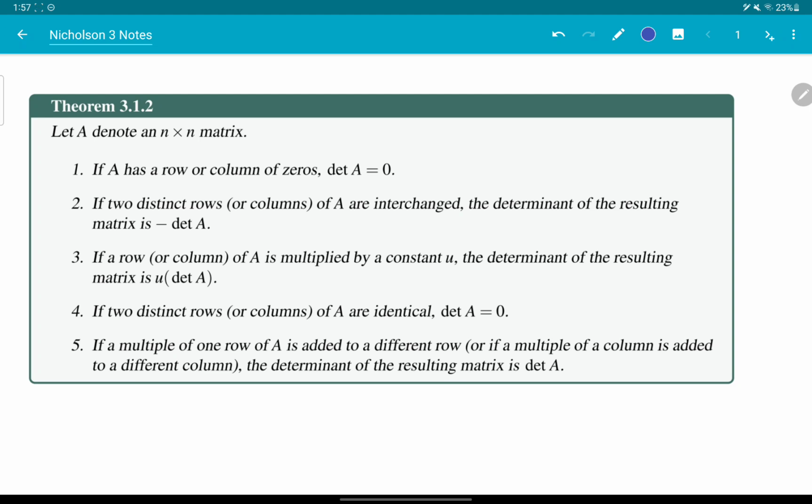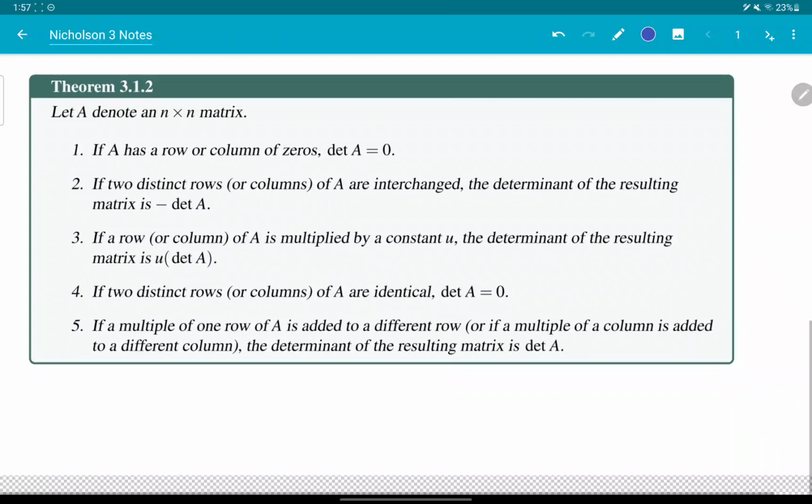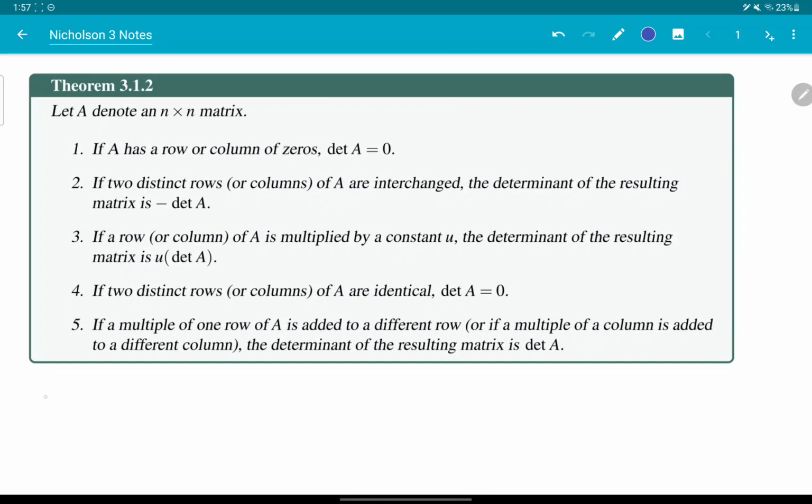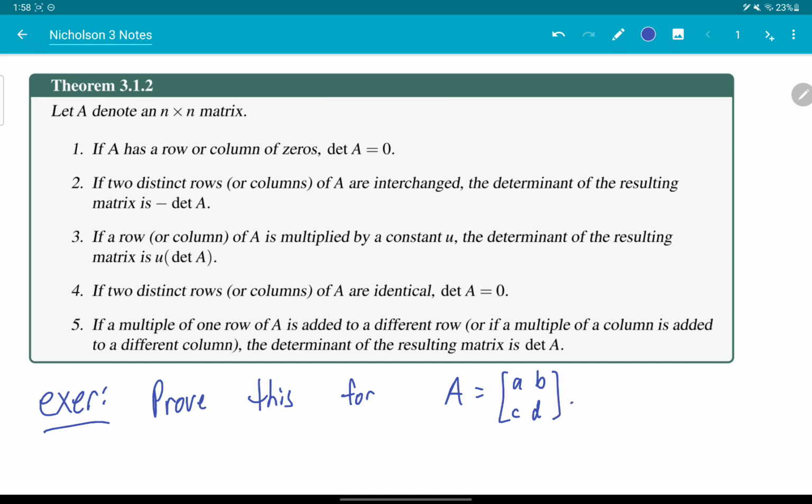Okay, so what I want to do here to optimize engagement here, I want you to try to prove this. Not the full thing, but try it for a 2x2. At least contemplate why this may be true for a 2x2, please.